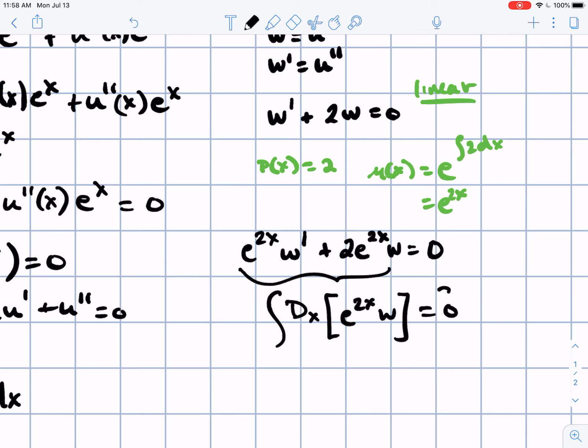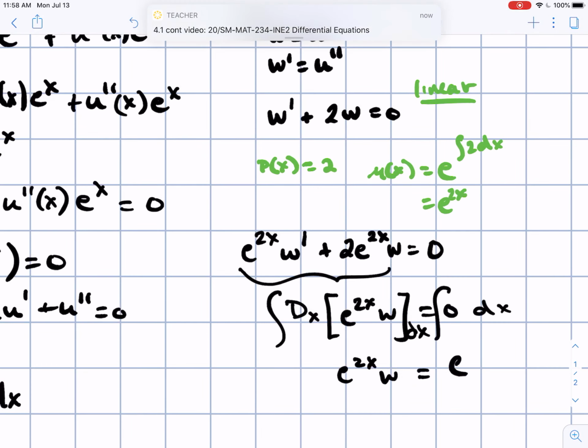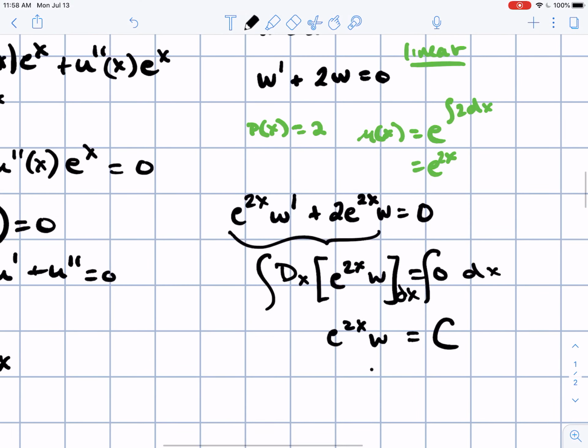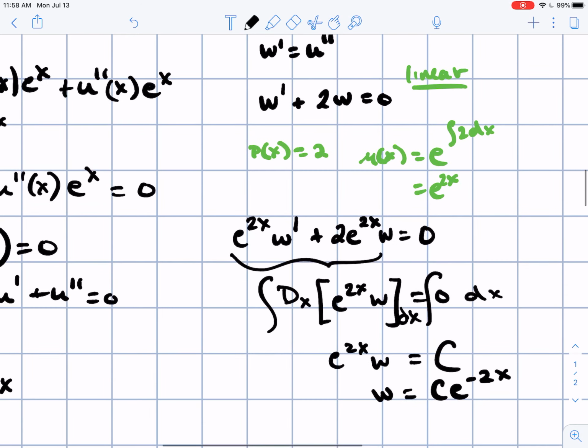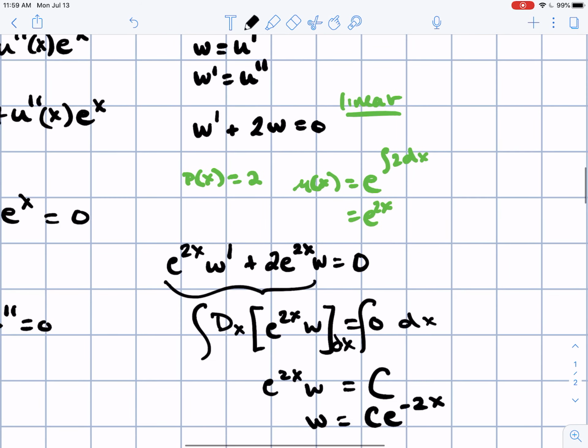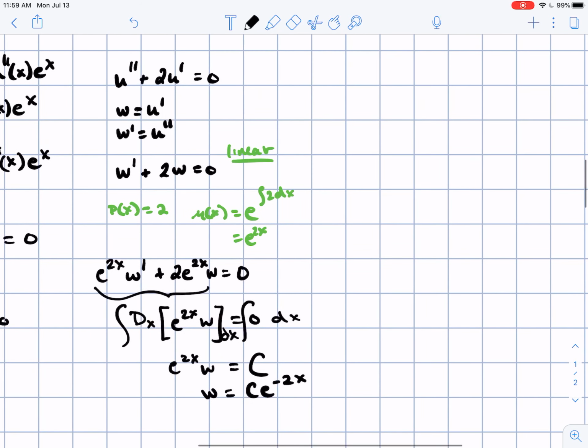So if we integrate both sides, we wind up getting e to the 2x w is going to equal c. All right, so w equals c e to the negative 2x. All right, but again, what did we make w? Well, let's go back up. So we made w equal to u prime. So we're still trying to solve for u, don't forget that. U prime is equal to w, which is equal to c e to the negative 2x.